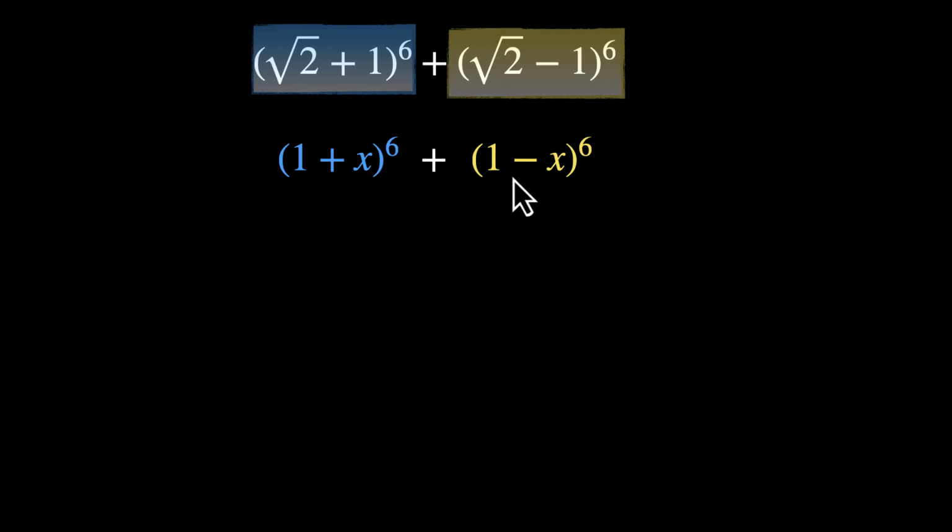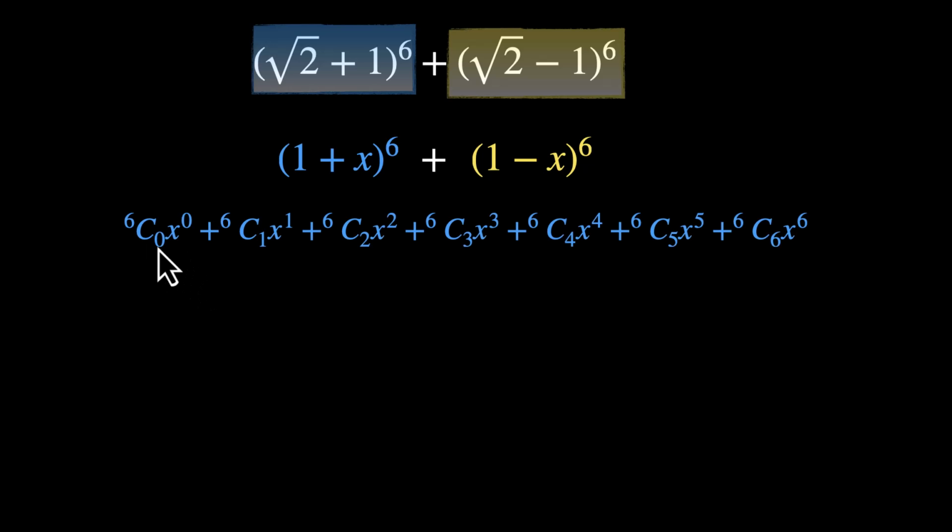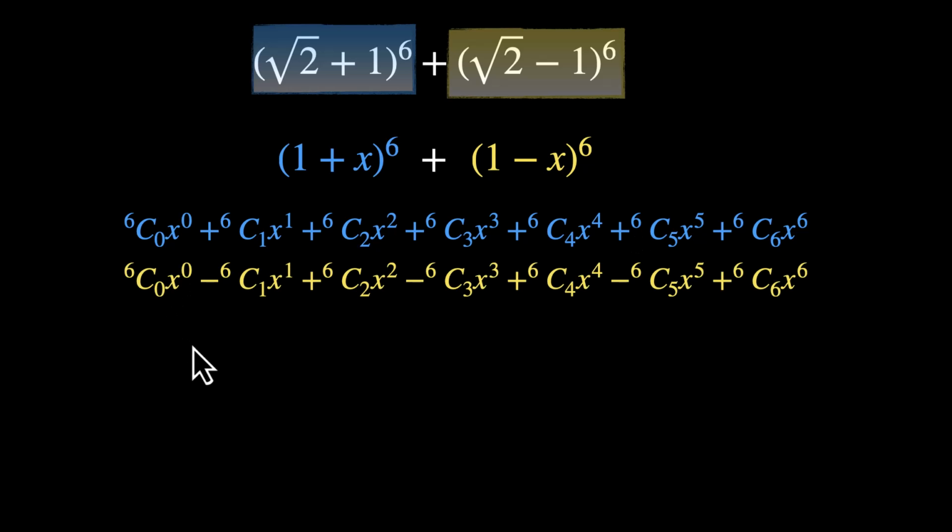Okay, half the terms will cancel out, half the terms will get added. Let's see what we have. Let's expand (1 + x)^6. We have 6C0 to 6C6 and x has increasing powers. So 6C0 to 6C6, x^0, 1, 2, 3, 4, 5 and 6. All terms are added. All of them have positive sign. Let's look at the next one, (1 − x)^6. Similar terms but with alternate signs. This is what we get: 6C0 to 6C6, x^0 to x^6, but the signs are flipped. Plus minus plus minus plus minus plus.